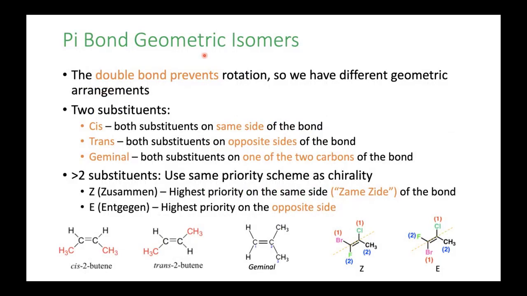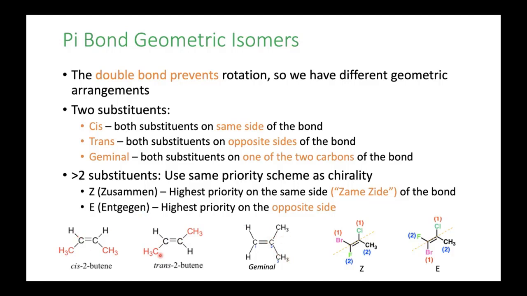So pi bond geometric isomers. The double bond prevents rotation, so we have different geometric arrangements. If we have two substituents, we have cis, trans, and geminal. There's examples down here. Cis is when they're going to be on the same side of the double bond. Trans is when they're going to be on opposite sides of the double bond. Geminal is going to be when they're on the same carbon of the double bond.